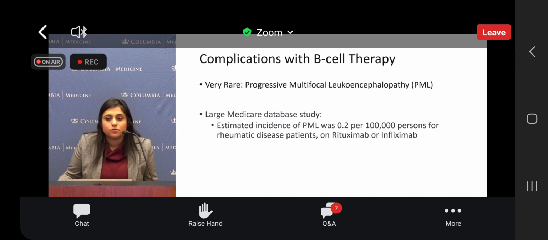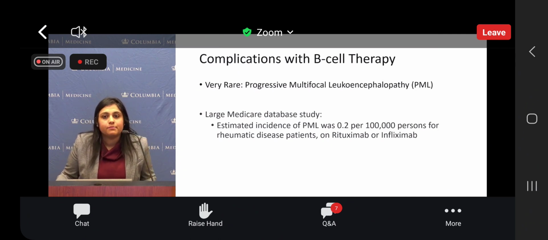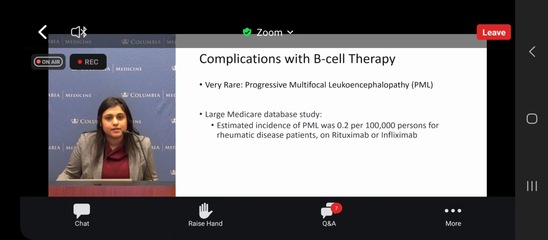Fortunately, there is no medication for effective treatment of PML, but the prevalence or the incidence is quite low. So the estimated incidence of PML was 0.2 per 100,000 persons for rheumatic disease treated with rituximab or infliximab.